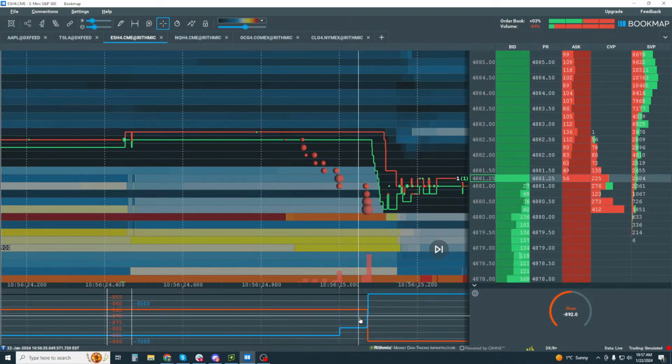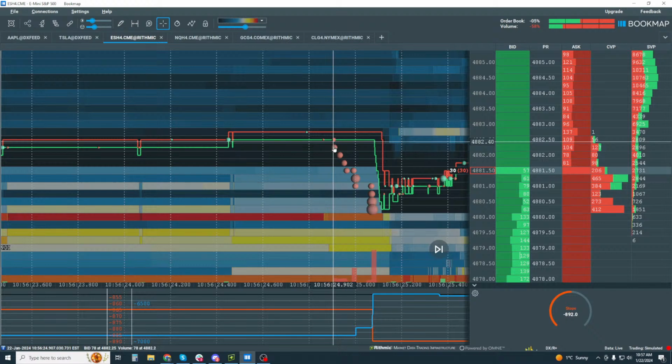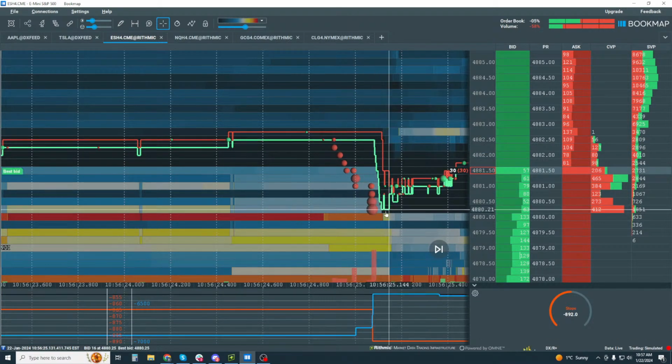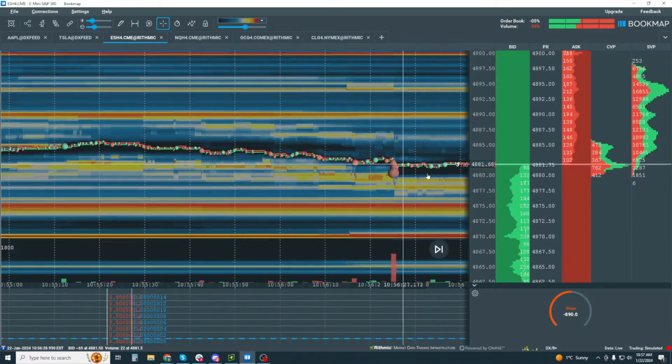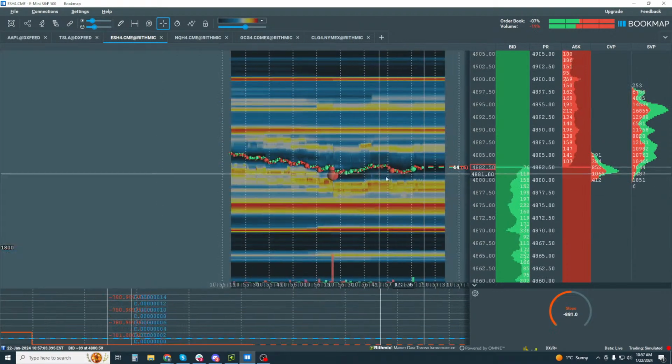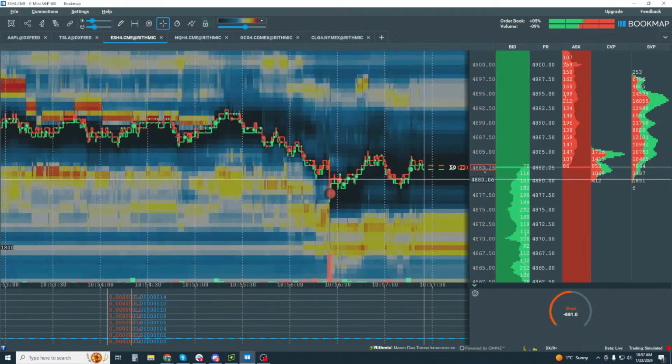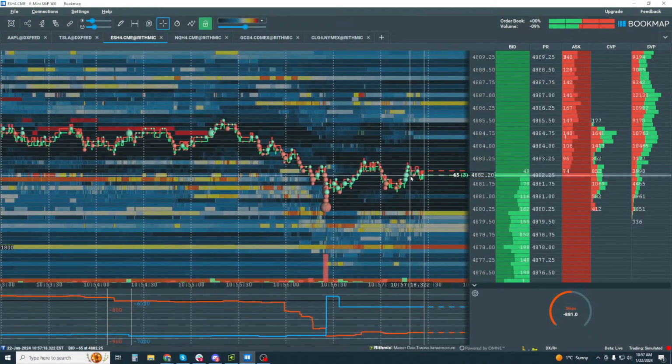All right, so they just swept the book, right? They just came in and hit the bid hard. And they're also getting their icebergs filled in here as well at the same moment. Some icebergs, someone's icebergs. Okay, and that's the risk that you're going to take.